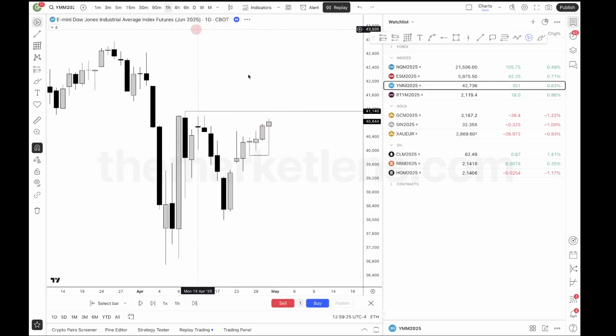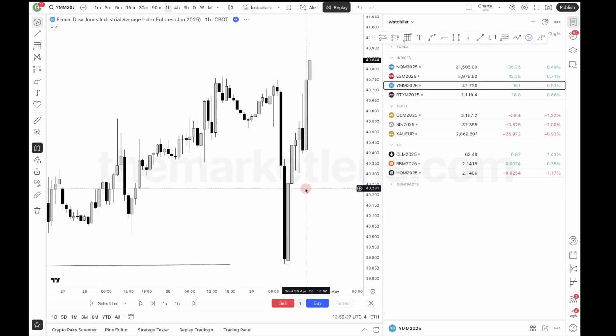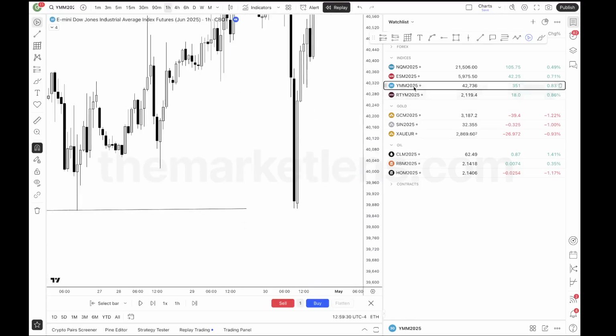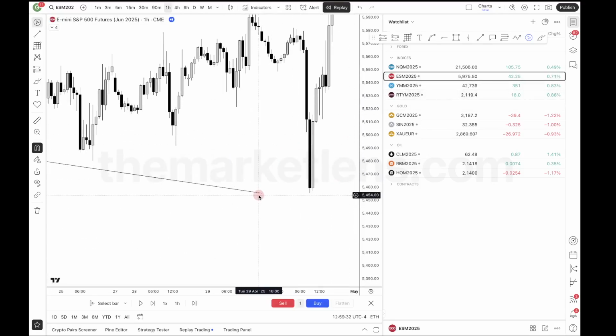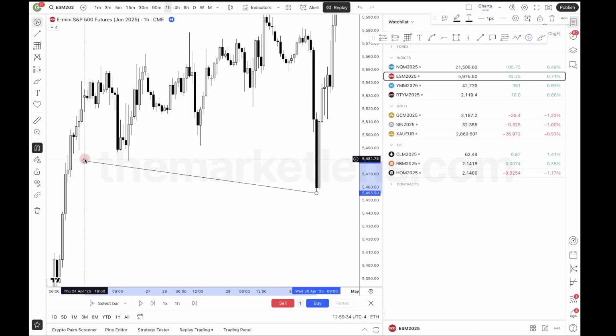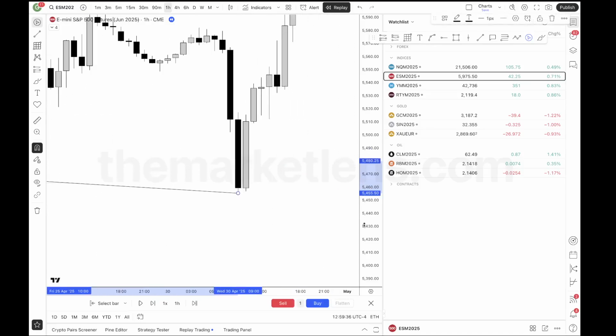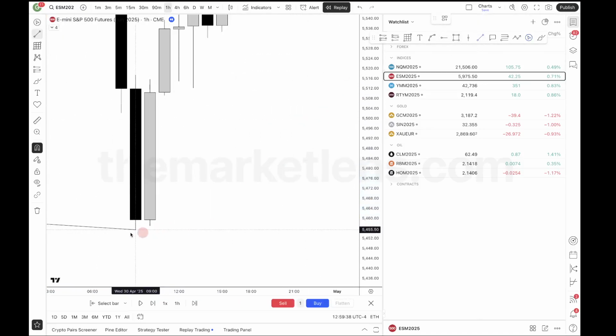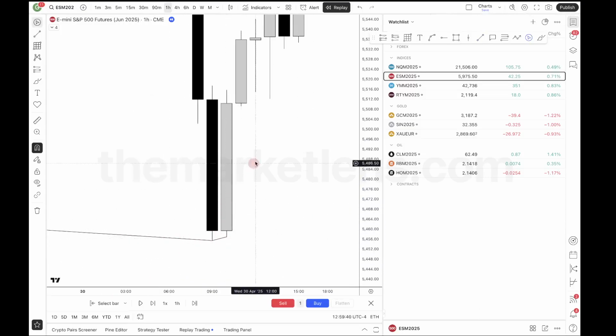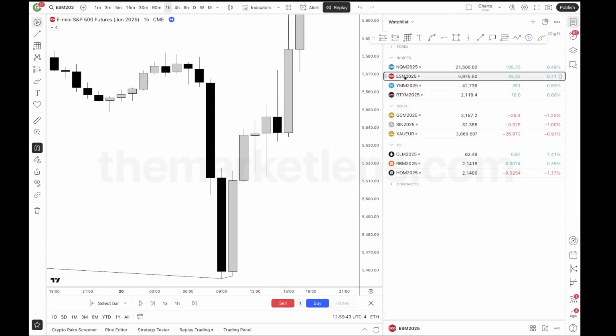Now, even within this day, you have a 2-6 SMT. Here's your higher time frame SMT, followed by your lower time frame SMT. Right? So there's your 2-6 SMT. Now I want you to see something else.